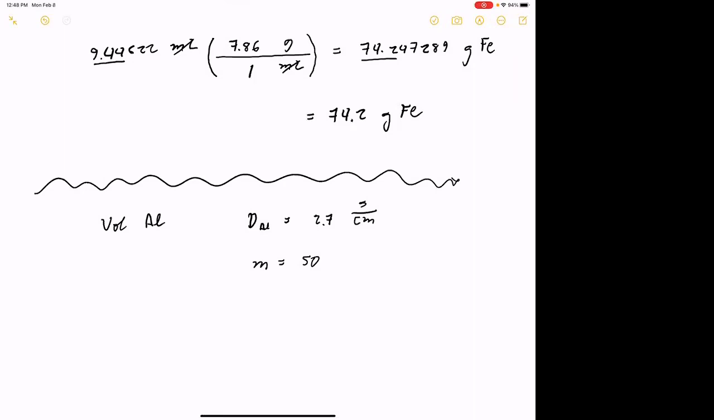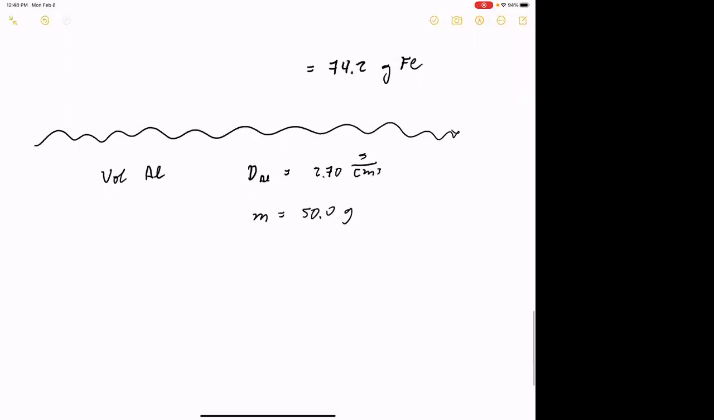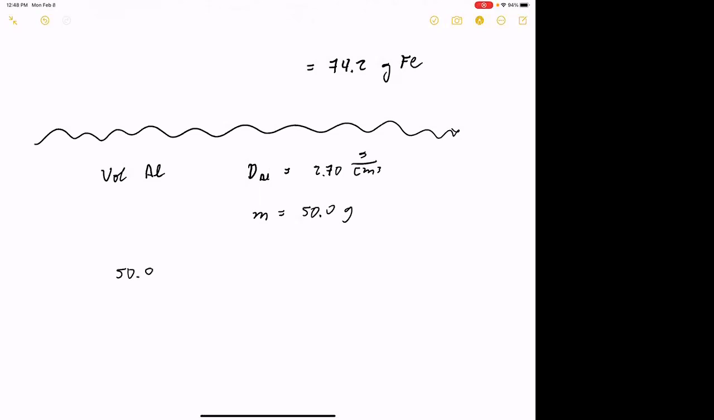Okay, I got 50.0 grams of aluminum, and I've got 2.70 grams per cubic centimeters, my density. Okay, and I want to get to a volume. All right, so my given in this case is going to be my mass. So I'm going to write that down, 50.0 grams, and I'll go ahead and put aluminum here so I know what I'm talking about. So now I need a conversion factor that gets me over to volume. So density is going to be that thing that relates mass and volume for me.